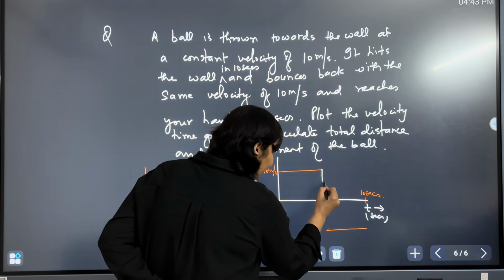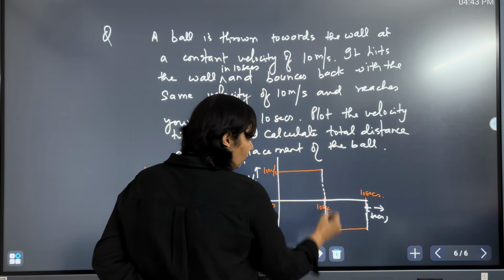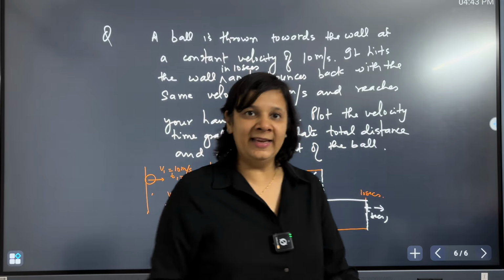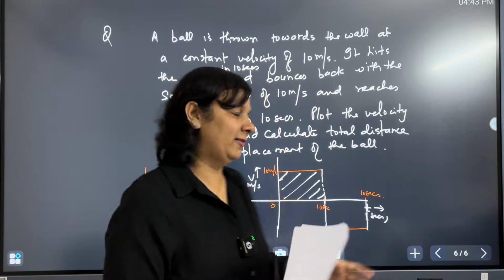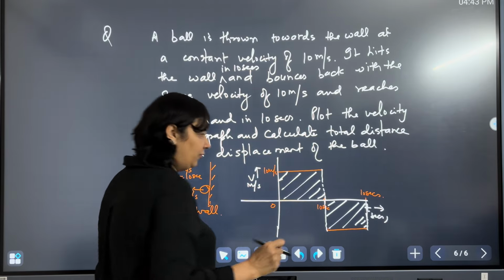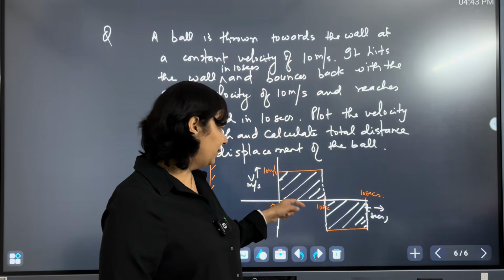So what kind of graph will you get? No need to join these lines. So this is the area. You will always take the area between the graph and the x-axis. That is what we call the area under the curve. So here, first of all, the graph is symmetric, right? Between the velocity time. Why?